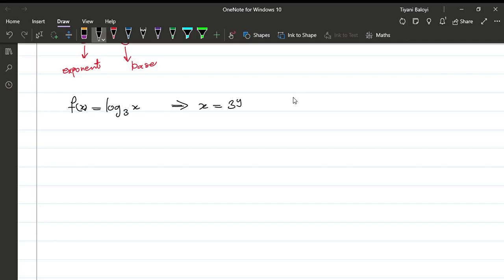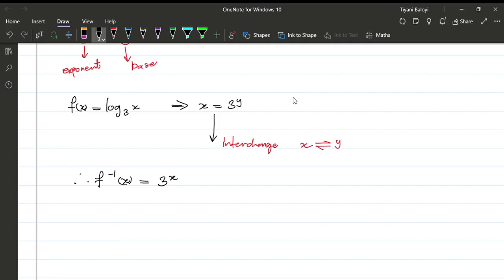When you want to find the inverse, you interchange, right? So x becomes y and y becomes x. So you will have, therefore, f to the power -1 of x is equal to 3 to the power x, right?